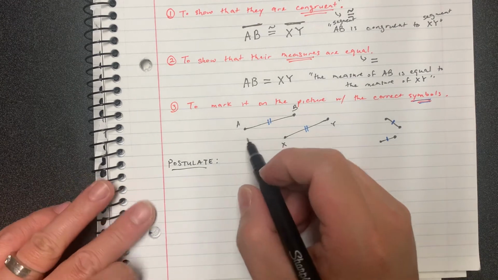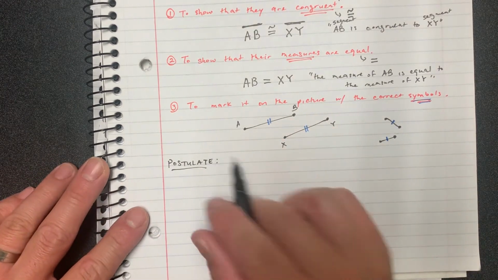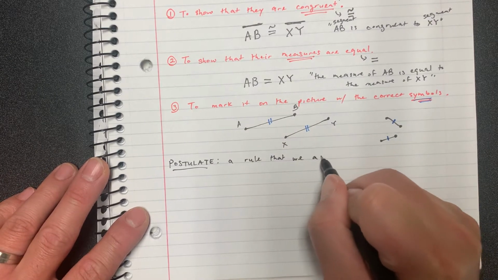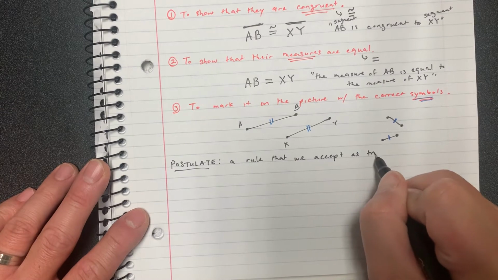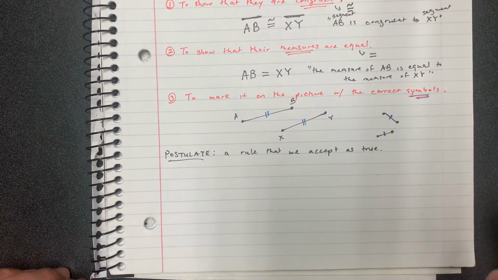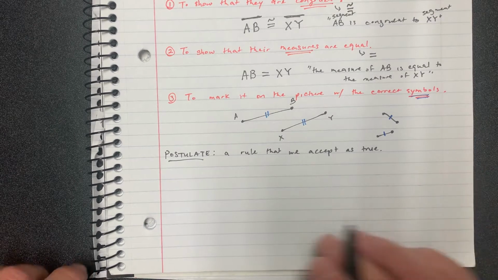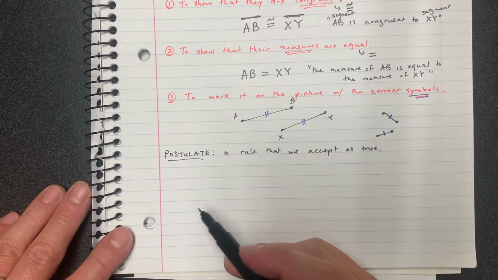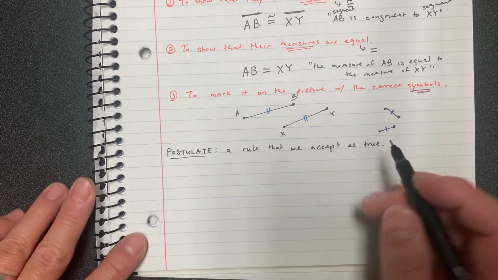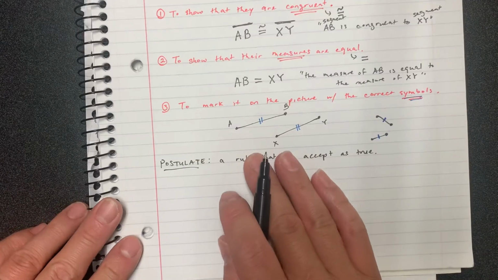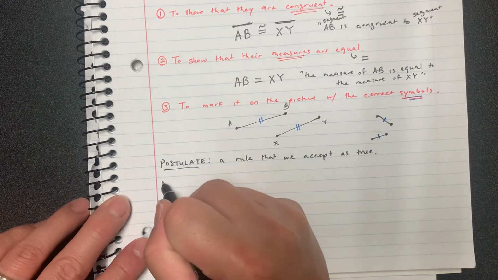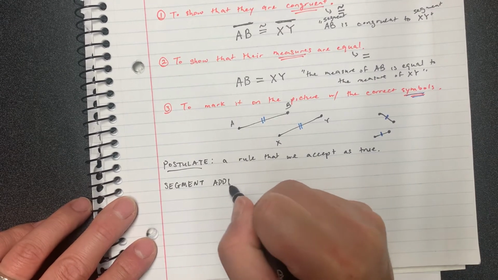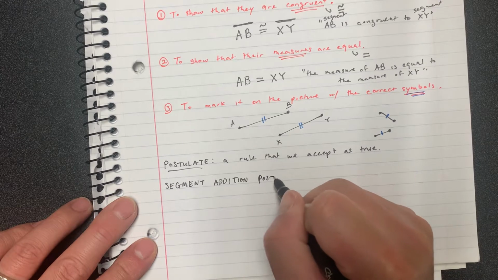And in math, a postulate, we're not going to go too much into proofs this year, but a postulate is just a rule that we accept as true. So just like the point, the line, the plane, in the same way, when we introduce what we call a postulate, we don't have to argue about whether it's true or not because everyone accepts it as true. So with these segments, the postulate that I want to introduce to you today is called the segment addition postulate.